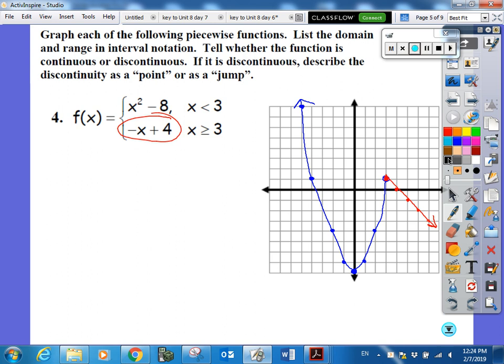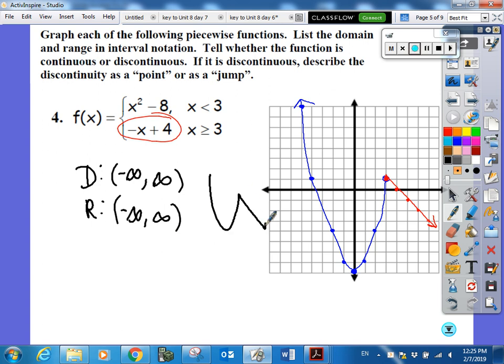All right, so domain. Domain are the x values. This goes left forever. So that's negative infinity. All the x values are accounted for. To the right forever, infinity. The range, up and down forever. Even though it looks like this is where it stops, this is a low point, this arrow overtakes that low point, so that would be also negative infinity to infinity. And then if I wanted to redraw that same picture somewhere, I could redraw that without picking up my pencil. So continuous.